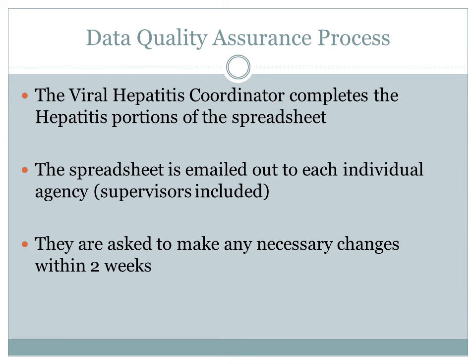So as I said, our evaluation web system is integrated with hepatitis, and so our hepatitis coordinator and I work together on this. In the template that's emailed out, there are two tabs at the bottom, one for hepatitis C testing, and one for A and B immunizations. Those are also included in our data quality assurance process. The hepatitis coordinator completes those portions of the spreadsheet, and then I work on the HIV portion, and then we send it out.